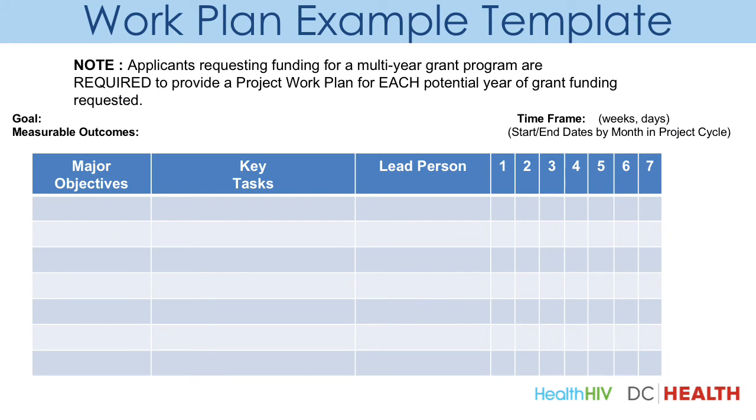So here's another example of a work plan template. This work plan example provides a space for you to list your goal at the top of the page, and then under that line is a space for anticipated measurable outcomes. The illustration then includes a table where you can list the major objectives that are associated with that particular goal, any key tasks that may have to be conducted, the lead person or whoever the responsible party is, and then the start and end times for each project.